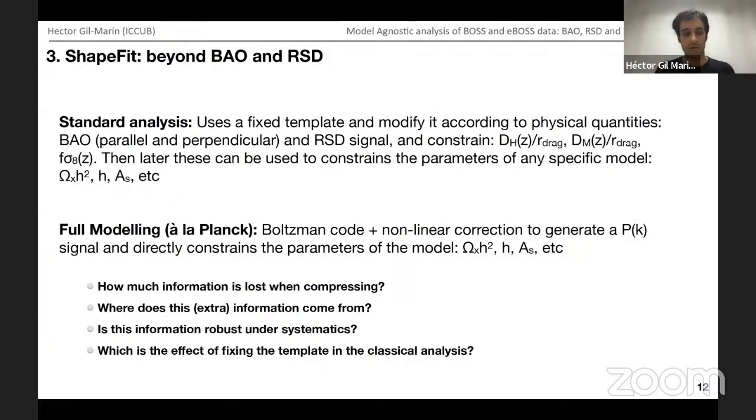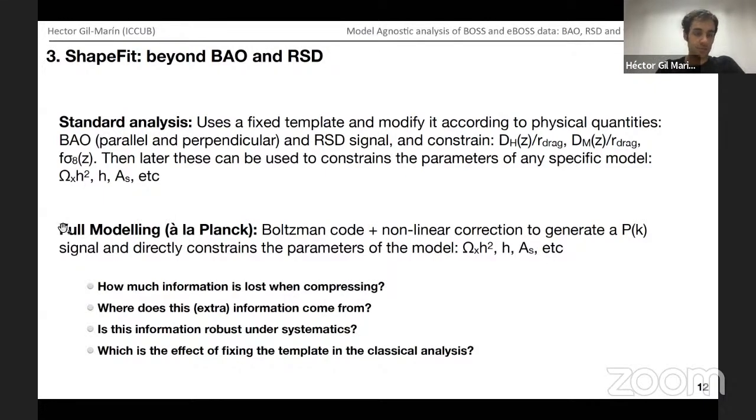So now in the literature, we have these two ways of analyzing the power spectrum. One, which I will be referring to as the standard way, essentially uses a fixed template and modifies this fixed template according to certain physical quantities, essentially the BAO distances along and across the line of sight, and the redshift space distortion parameter f sigma 8. It aims to constrain these things, which can later be interpreted in terms of cosmology parameters such as omega matter, A_s, etc.